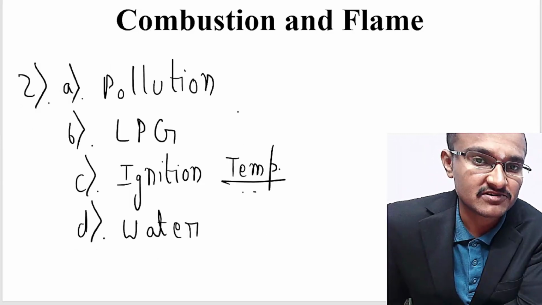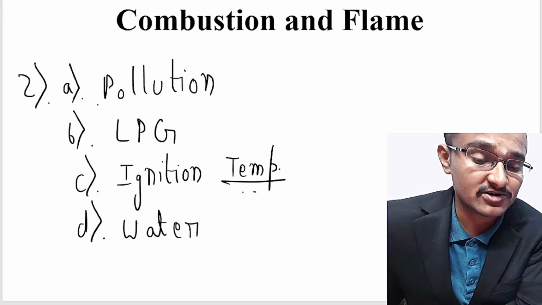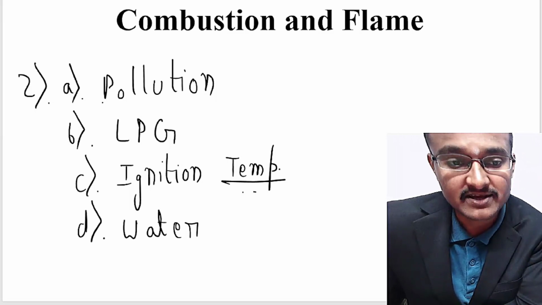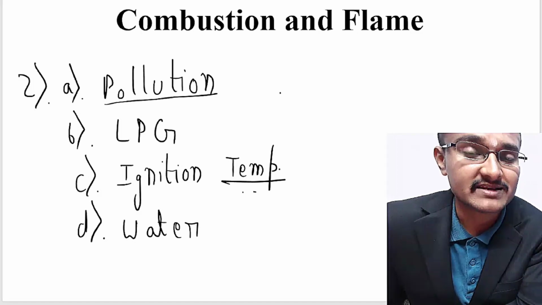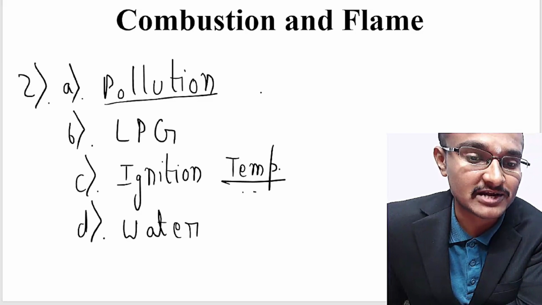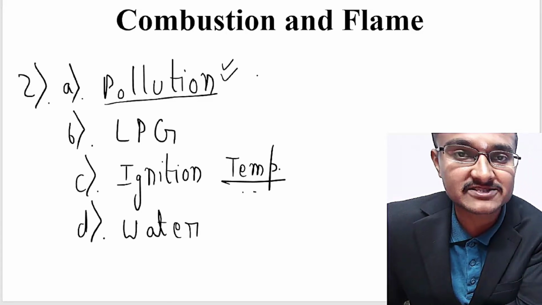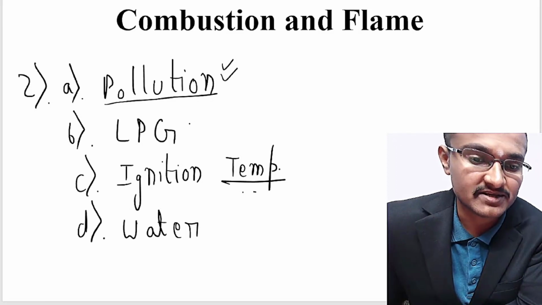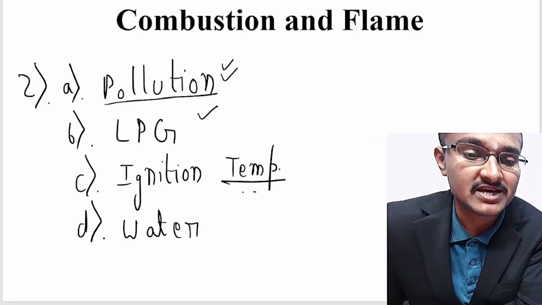Coming to the second question in this chapter, you have a set of fill in the blanks. Burning of wood and coal causes dash of air. So that is actually pollution, because when you burn coal and wood, it produces carbon dioxide, and because of the release of carbon dioxide into the atmosphere, it causes pollution of the air. So pollution is the answer for the first question. In the second question, LPG will be the answer, because the liquid fuel which we use in our homes is LPG, that is liquid petroleum gas.